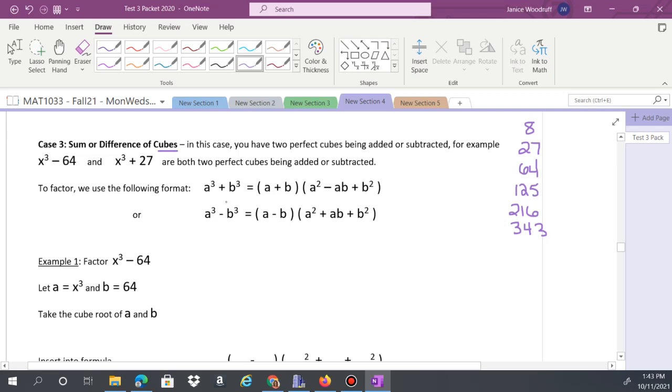Now, the way that you would follow this, there is actually an acronym to help you remember it. It is SOAP, where that stands for same sign as what you started with. So same sign. O is opposite sign. And then AP is always positive. So same, opposite, always positive.